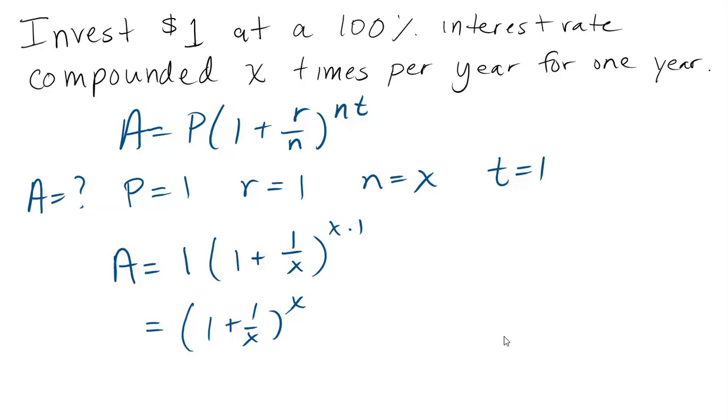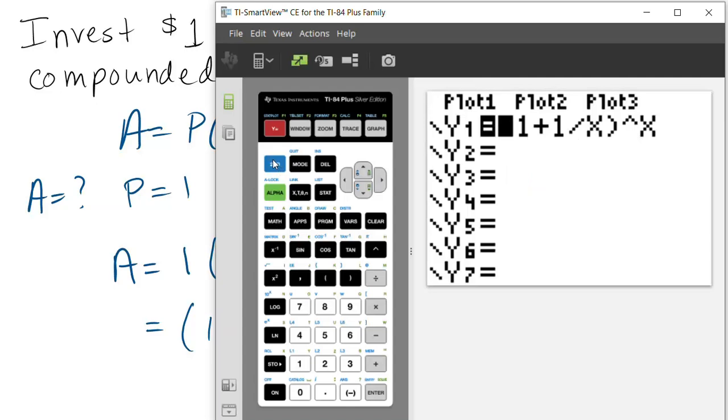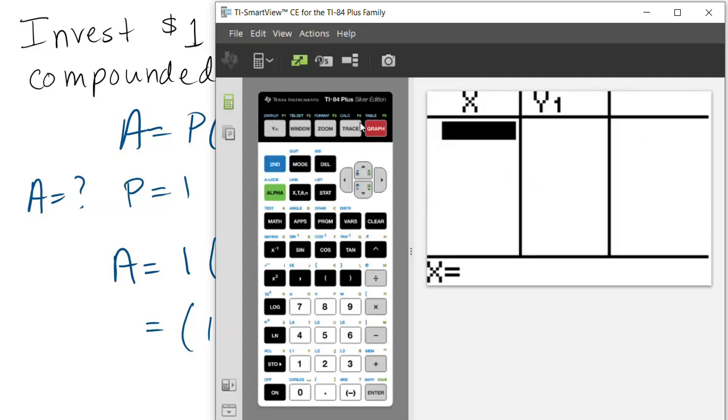We've seen before that the more times you compound per year, the more money you make in the end. But what we're going to look at is whether or not that growth is unbounded, or if there's some sort of cap to the maximum amount of money that you can make based on the number of compounding periods. So I've already put this function in the calculator, 1 plus 1 over X to the X power. And now we're going to go to the table and look at some different compounding periods.